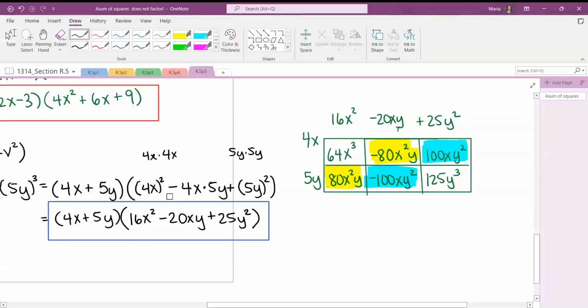Notice they cancel. You've got a positive 80 x squared y and a negative 80 x squared y, so those go bye-bye. You've got a negative 100 x y squared, which cancels with a positive 100 x y squared, and we are left with positive 64x cubed plus 125y cubed, which is what we started with. Okay, so this is how the special forms work.